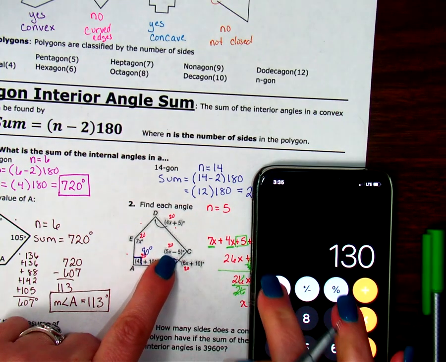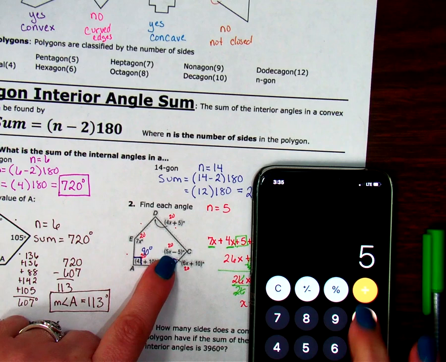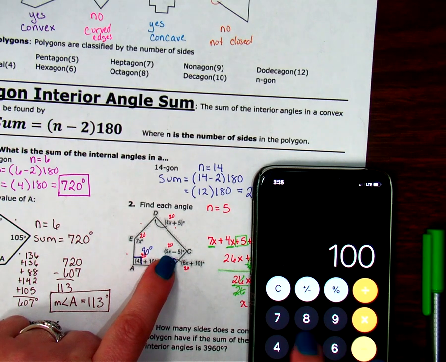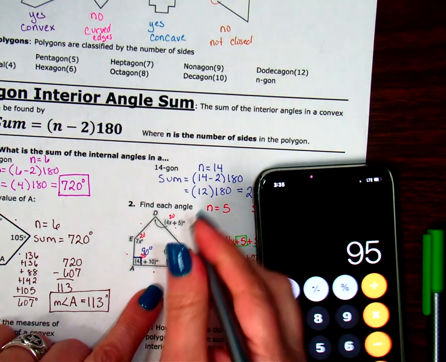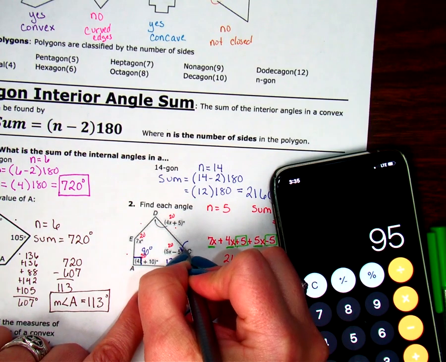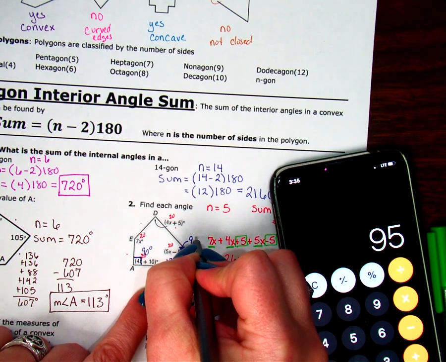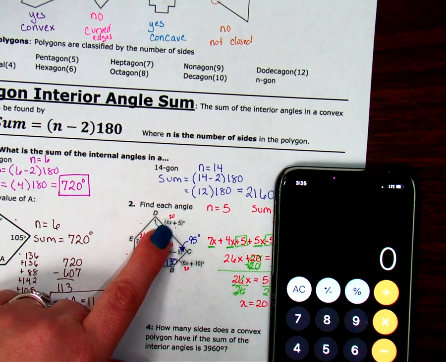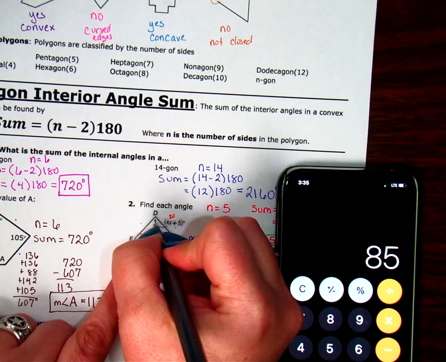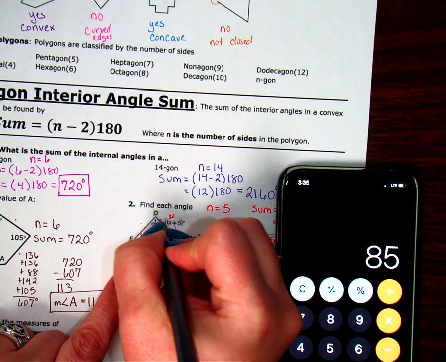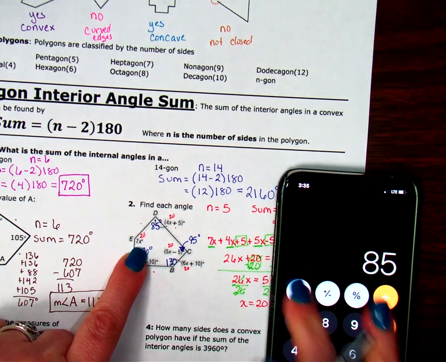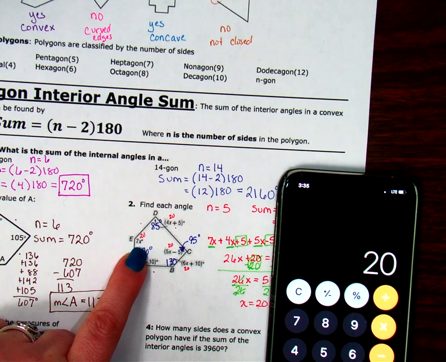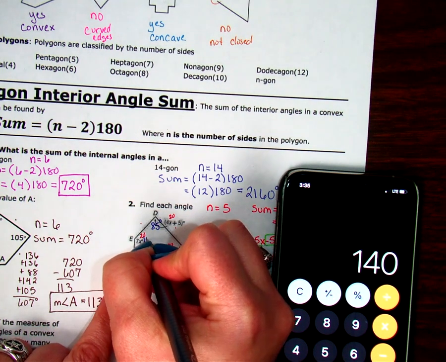Here, 5 times 20 minus 5 is 95. So this one's a little bigger than a 90-degree angle, a little obtuse. This one, 4 times 20 plus 5, 4 times 20 is 80 plus 5 is 85 for this angle. And then the last one is 7 times 20, which gives me 140 degrees.